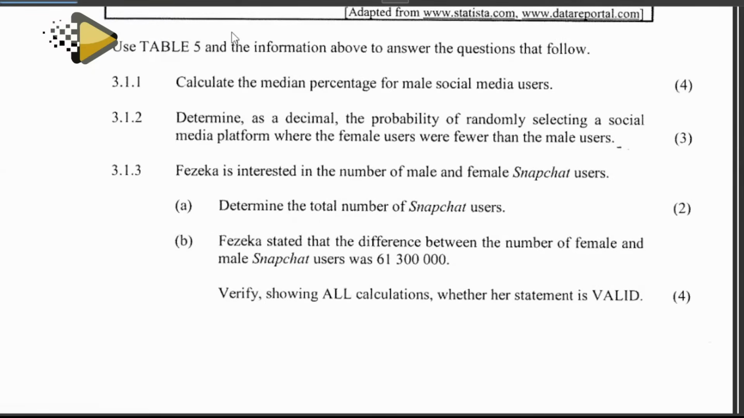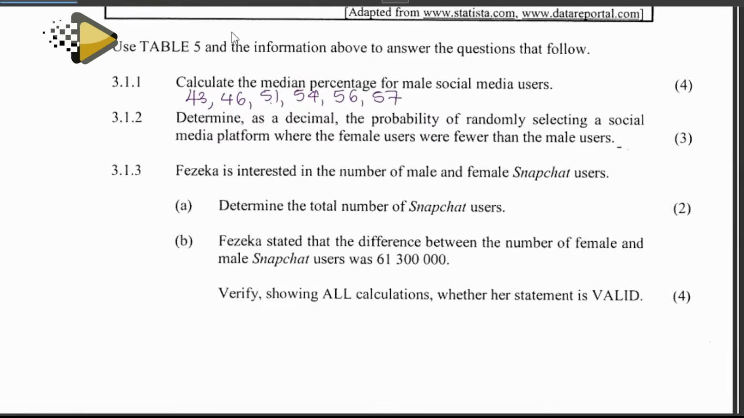We'll come here and say, in ascending order, we have 43, 46, 51, 54, 56, 57. The median is not yet over.